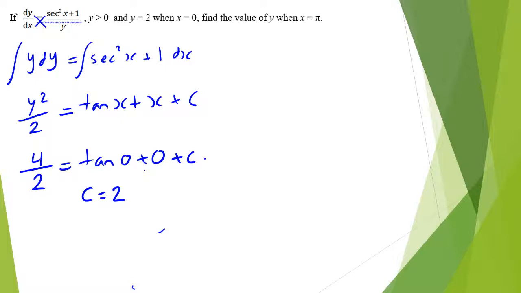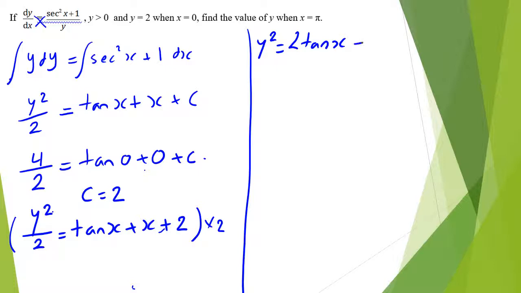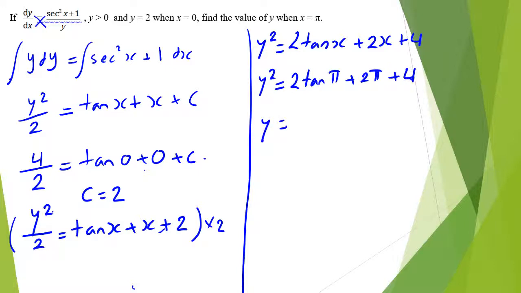Then you're going to rewrite this equation as y square over 2 equals tan x plus x plus 2. I would like to deal with fractions, so I'll multiply everything by 2 just to get rid of this fraction here. So I have y square equals 2 tan x plus 2x plus 4. And to work it out, now just substitute x as pi, so it's 2 tan pi plus 2 pi plus 4, and then square root the answer, so you'll end up with square root, positive negative, 2 pi plus 4. You can find the values of that if you want.